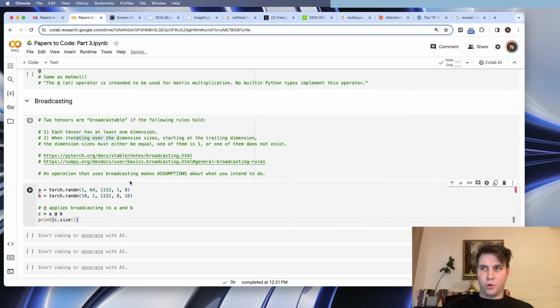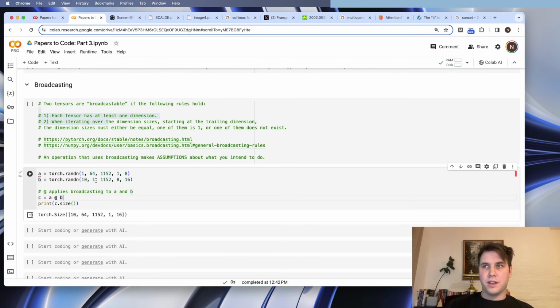Just to demonstrate broadcasting in action, will these two broadcast? Well, the inner dimensions match here, and we're going to matmul them, so that's okay. Each of these dimensions, starting at the trailing dimension, the dimension sizes must be equal, one of them is 1, or one of them does not exist. So in every case where they don't match, it's a 1, it's a 1, it's a 1. So this should work. And each tensor has at least one dimension. That should be obvious.